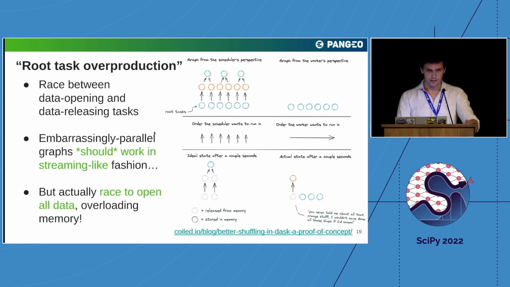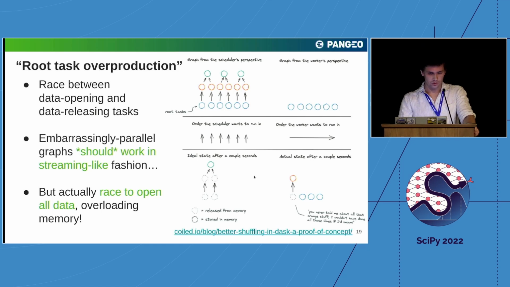It's essentially, if you imagine an embarrassingly parallel graph, just a series of individual tasks, each of which basically needs to open a chunk of data, operate on it, and then save it back out or reduce it or somehow release the data, then each parallel task chain will do data opening and then data releasing. And if it's embarrassingly parallel, then in theory, your parallel execution engine should be able to get through this in a streaming-like fashion. It should understand that it should open, compute, release before it opens more.